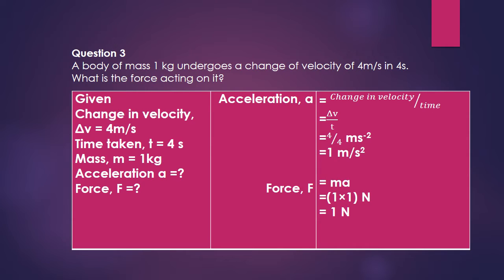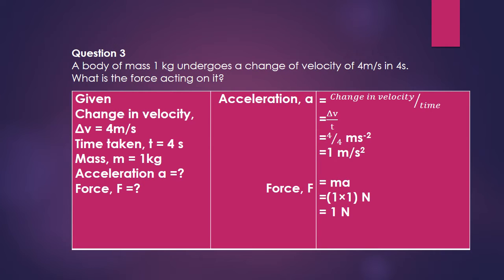So acceleration a equals change in velocity by time, delta v upon t. If we put the values there, we get 4 upon 4 meter per second square, and if we solve that, we get 1 meter per second square.